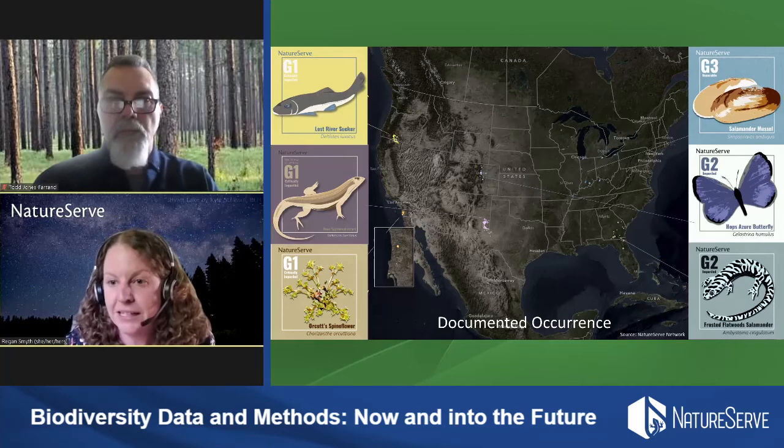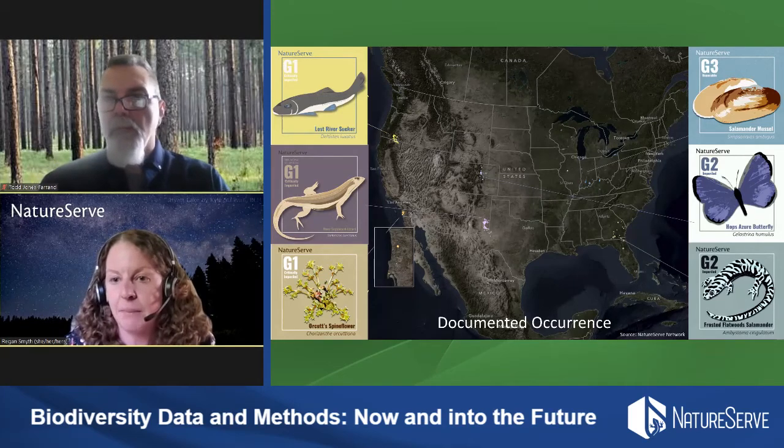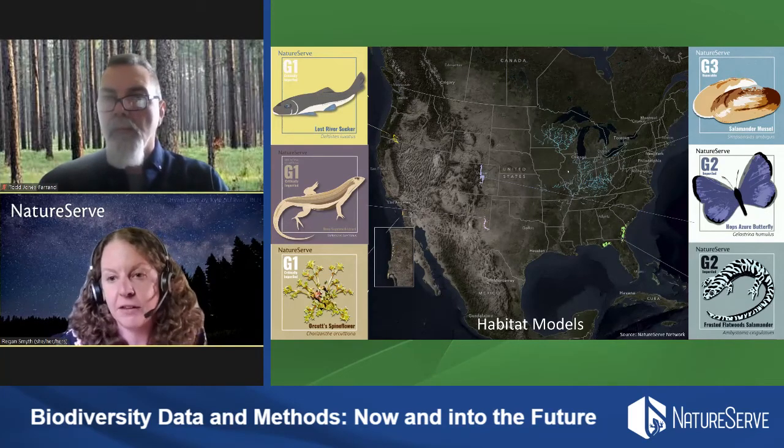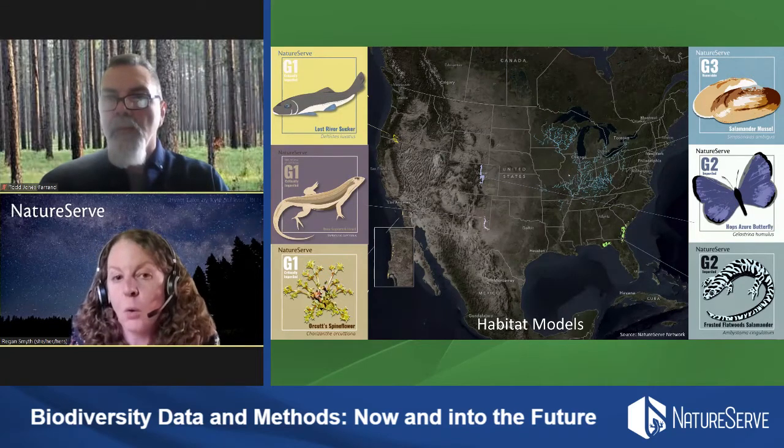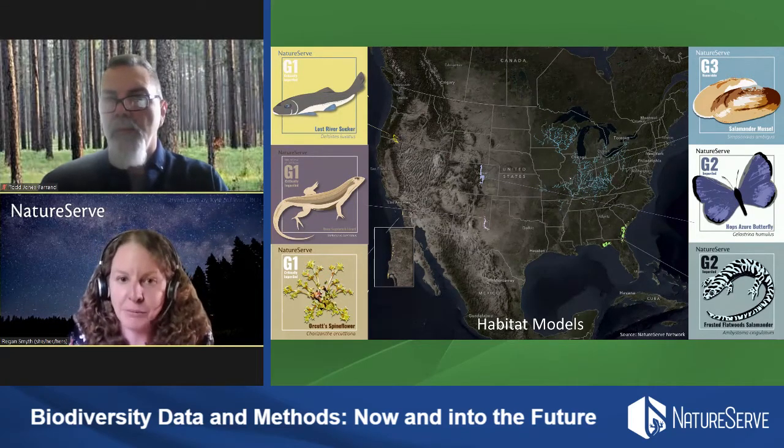Fantastic, but as you can see, there's a lot of black on this map. This is data for the same species, but now showing habitat models. What we've been able to do with the map of biodiversity importance and other projects over the past few years is start to really comprehensively build a library of habitat model products.